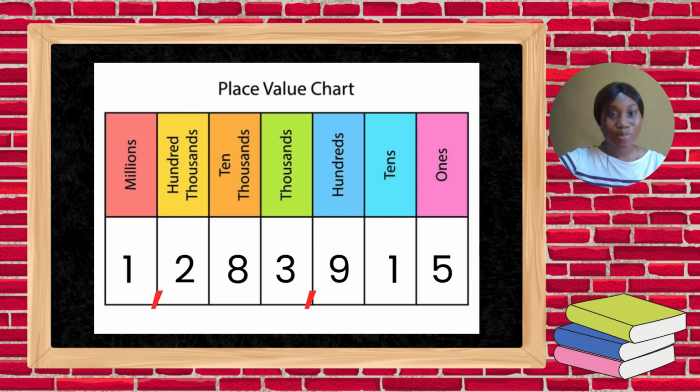But the smallest place that a number can occupy is the ones position or the units position. Over here I have the number 1 million because 1 is standing in the position of million. That is why I called it 1 million. Now 1,283,915. All of these digits have their name based on the position that they each occupy.